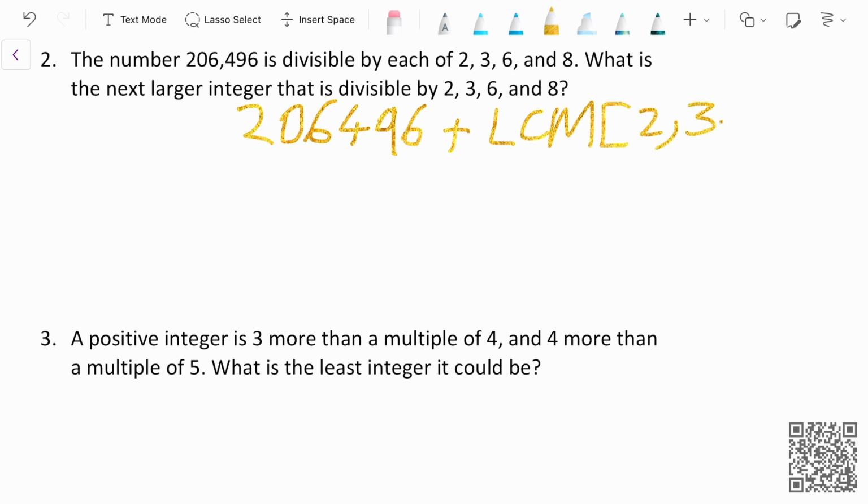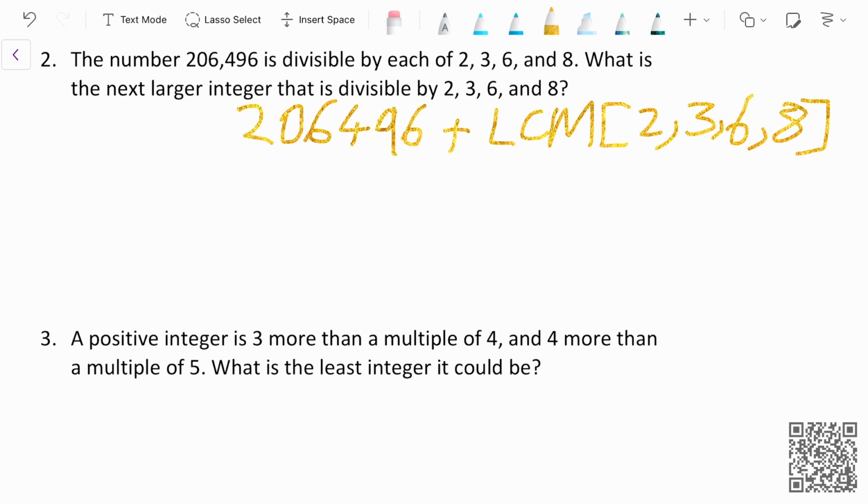2, 3, 6, and 8. But since 6 is already a multiple of 2 and 3, we don't really need to include them, because during the process of LCM, we're pulling out the largest prime powers from each one. And since 6 already has a 2 and 3, the LCM of 2, 3, 6, and 8 is already equal just to the LCM of 6 and 8.